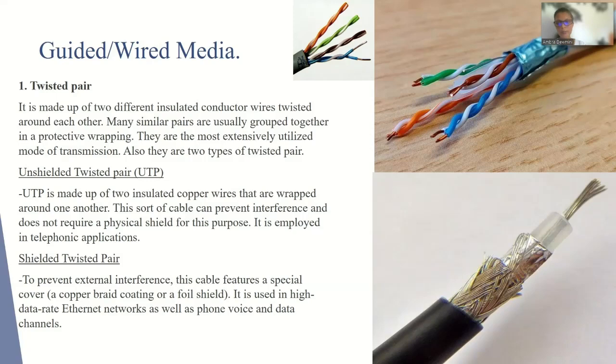Shielded twisted pair. To prevent external interference, this cable features a special cover, a copper braid coating or foil sheet. It's used in high data rate Ethernet networks as well as phone, voice, and data channels.